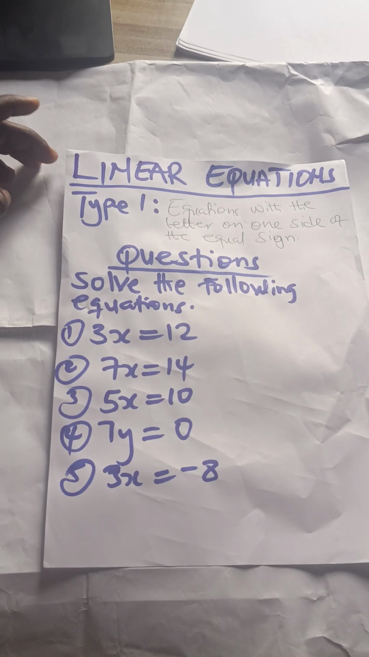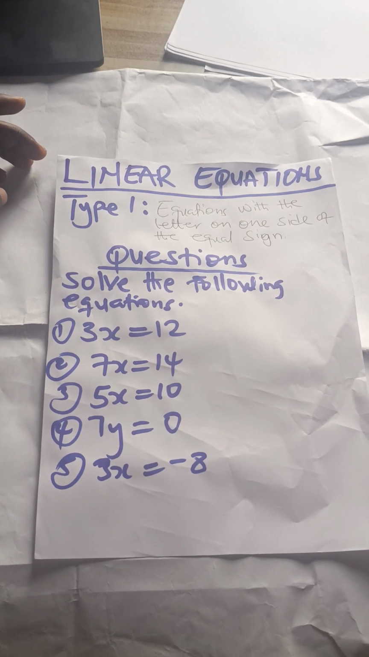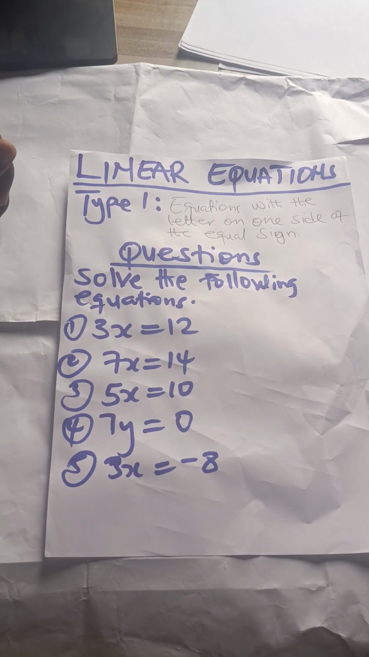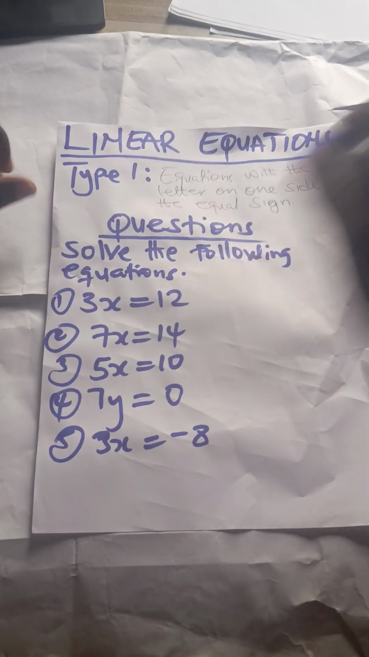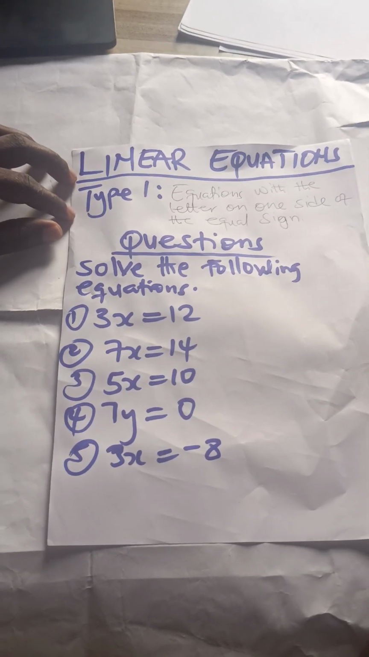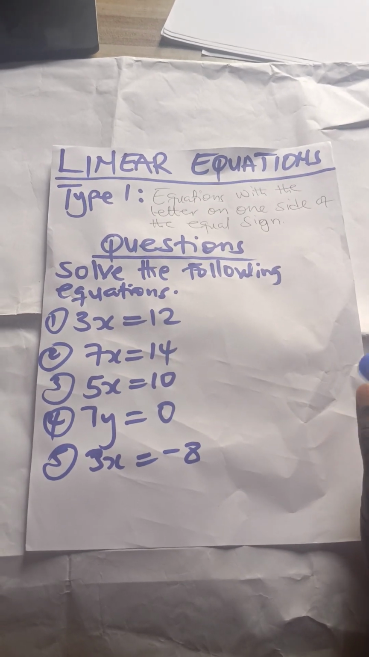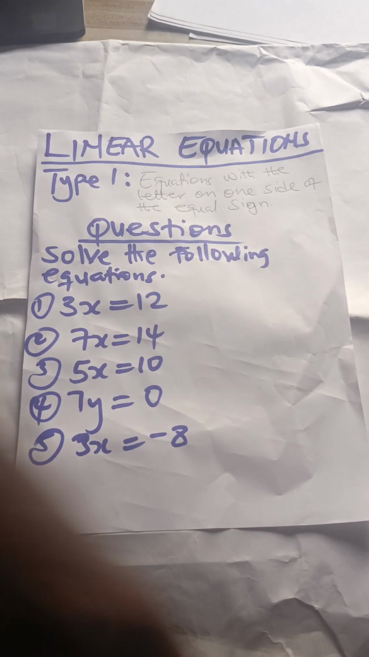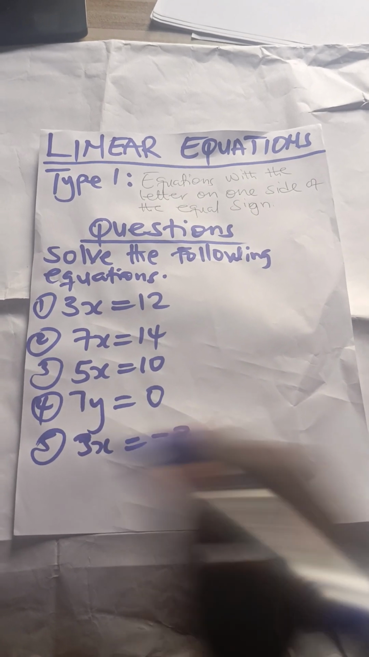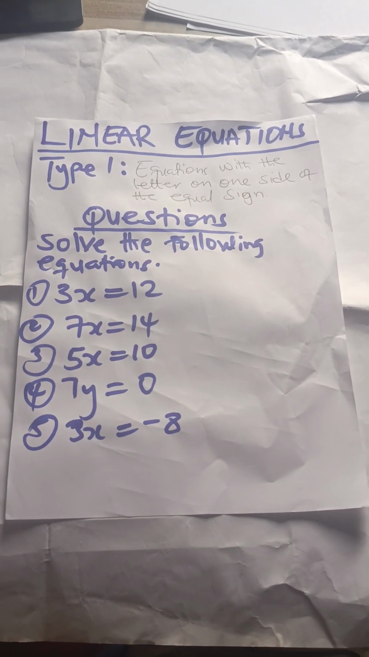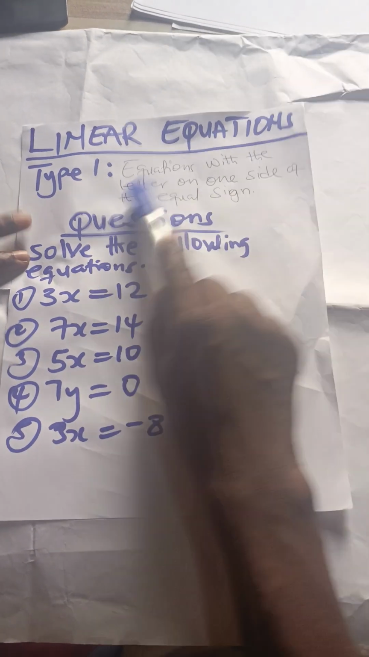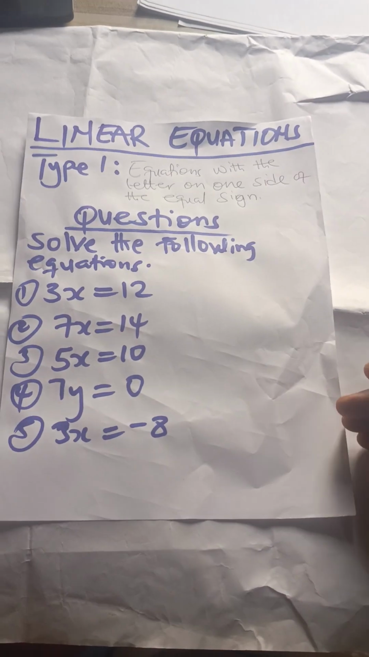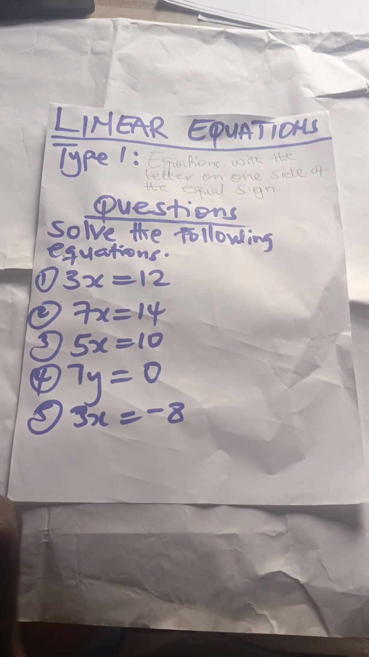In today's video, we are going to look at linear equations. Equations are numerical statements that involve an equal sign. So when there is an equal sign in a numerical statement, it is called an equation. Now we are going to look at type 1, which is equations with the letter on one side of the equal sign. We have 5 questions here that we have to solve.